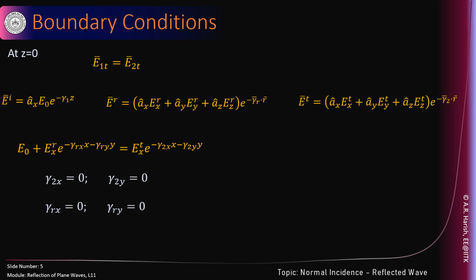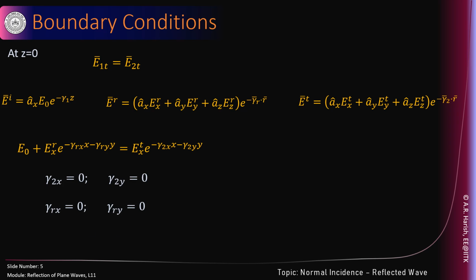If you notice here, the term E naught is a constant, whereas other terms are functions of x and y for all values of x and y. This equation can be satisfied only if you choose gamma 2x equal to 0, gamma 2y equal to 0, gamma rx equal to 0, gamma ry equal to 0.